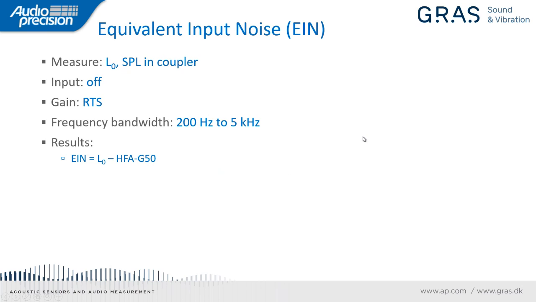The equivalent input noise is another important metric. So here, there's no input. There's no signal being generated acoustically into the hearing aid. We're just measuring a quantity L0, which is the noise in the coupler. The gain of the hearing aid is set to the reference test setting, and the frequency that we're measuring over is bandwidth limited from 200 hertz to 5 kilohertz. And then we calculate the equivalent input noise, which is equal to the measured level in the coupler minus the HFA gain at 50 dB input SPL.